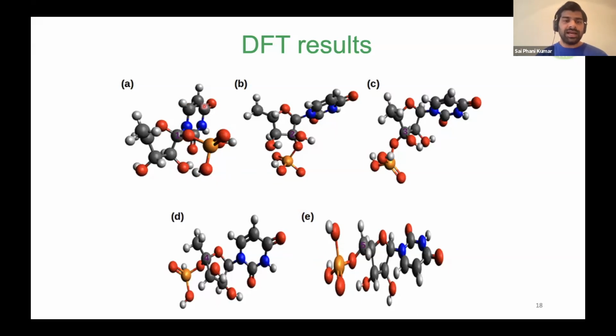If you see the structure in A, the oxygen of the phosphate molecule is attached to the 1' carbon atom, whereas in B it is attached to 2', and in C it is attached to the 3' carbon atom, and similarly 4', 5'. So we explored these configurations and understood how they differ from each other.